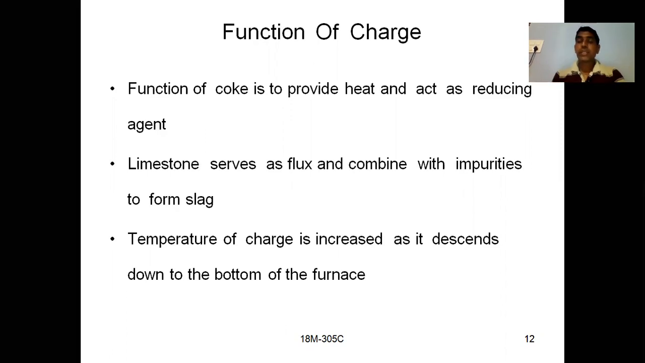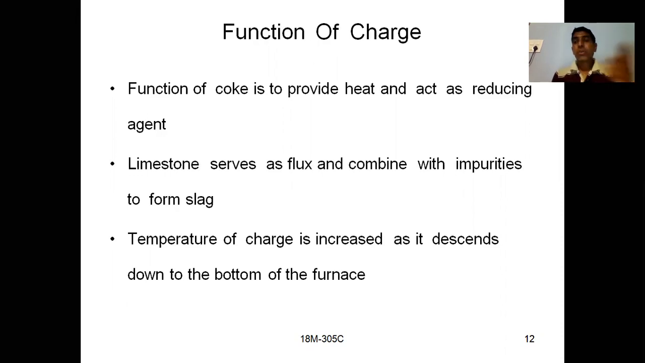That is the main element in the charge, because we are going to get iron. So we should have an iron ore. Otherwise, we will not get any iron. So that is the main function of iron ore. That means it is the main element which is having iron. From that one, we are going to get the iron.